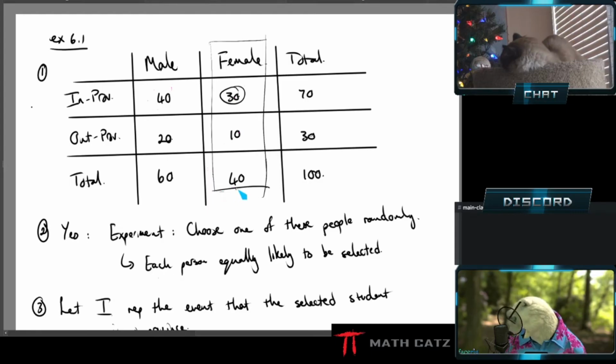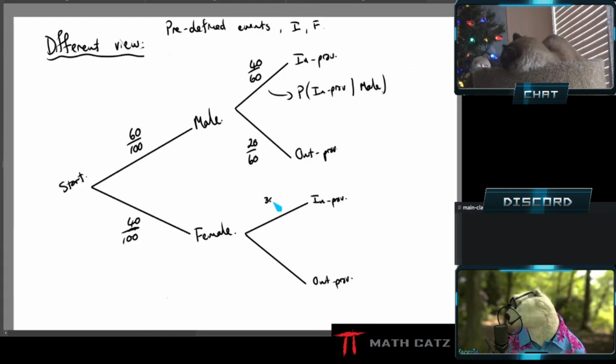From the females, there are 40. 30 are going to answer in province. 10 are going to answer out of province. So the probability of being in province given you're female is 30 out of 40. Out of province, 10 out of 40.